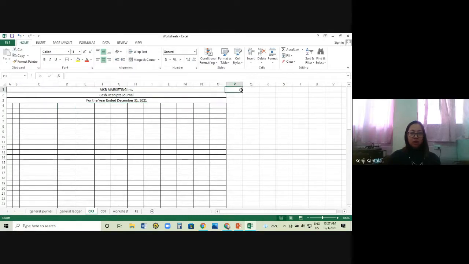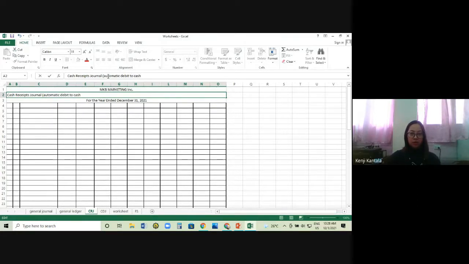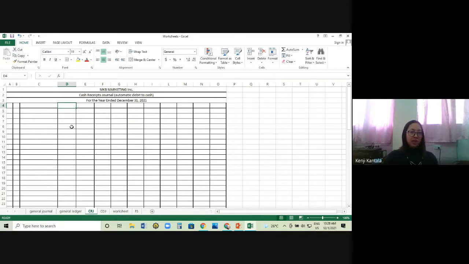Okay? So, again, I'll repeat. This is an automatic debit to cash. Okay? So, for example, we have a transaction kung saan magbabayad ka ng office supplies mo. So, that is a debit to cash and then a credit to office supplies. So, automatic, debit na yung cash natin. So, ang credit natin, office supplies. So, we put that as a header dito sa isang column natin.